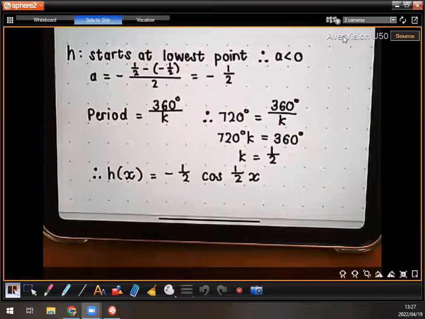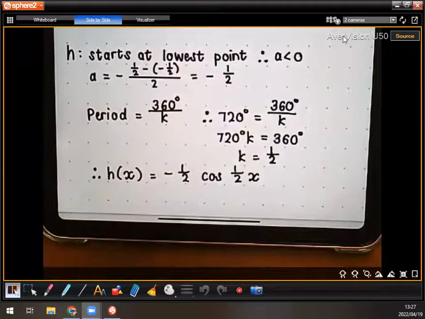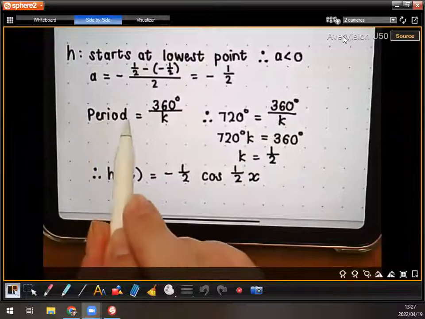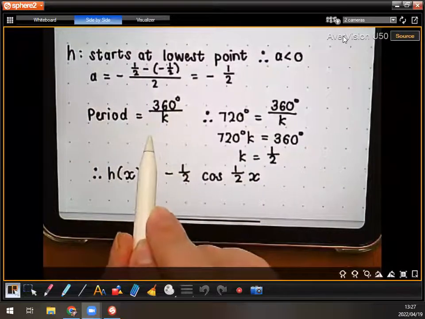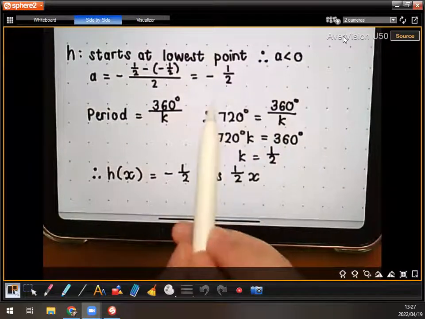So that's your A value. Again, for the period, I use this formula. The normal period of a cos graph is 360, so we're going to say that the period is again 360 over k. You look at your graph now, guys, they actually gave us one full curve, but it was from -360 to +360. So the period here was 720.